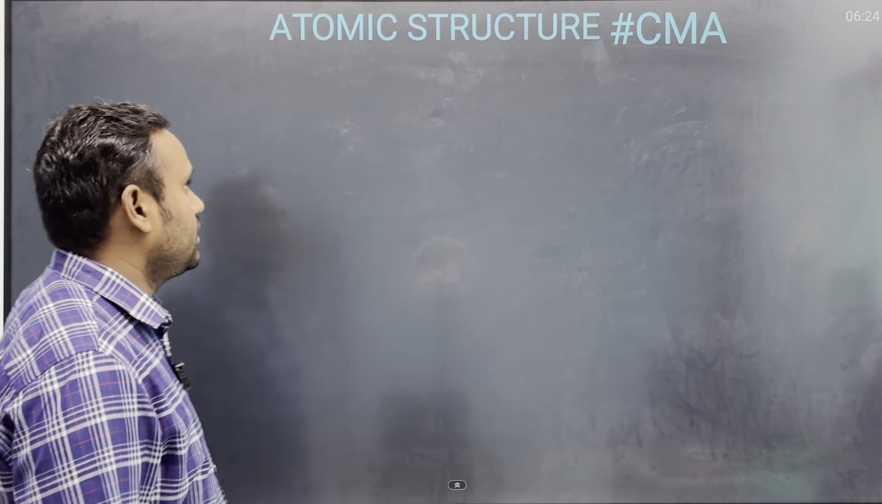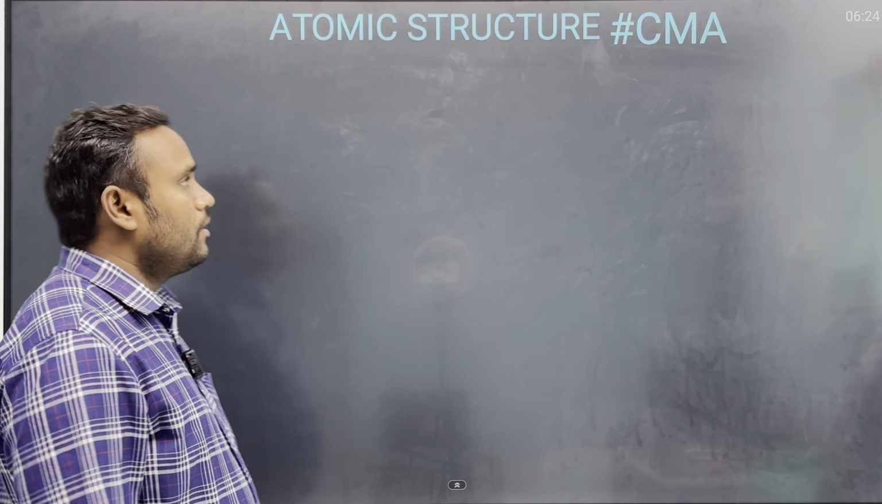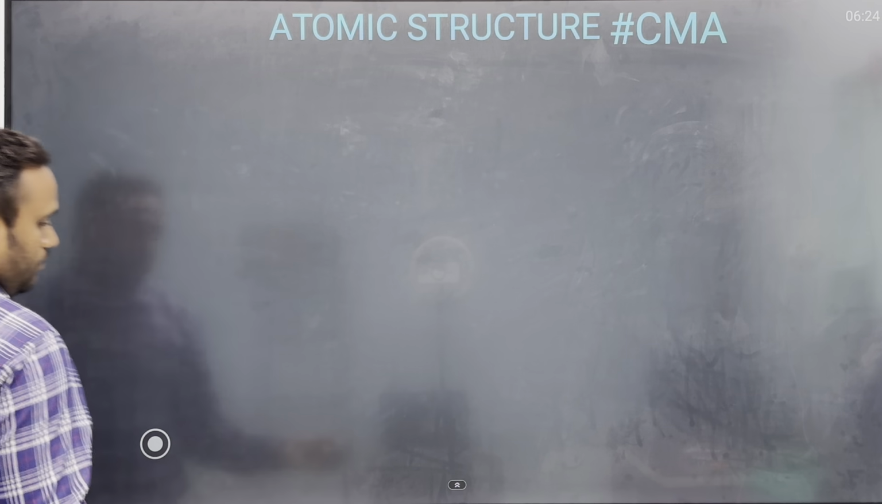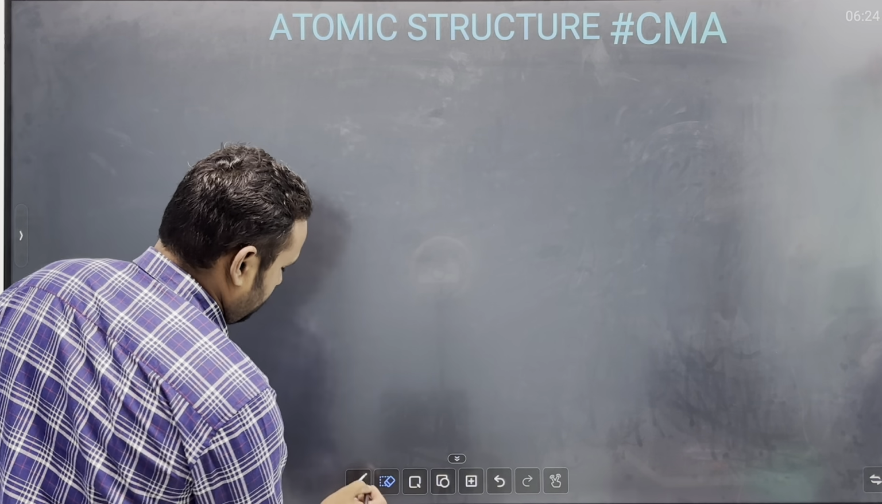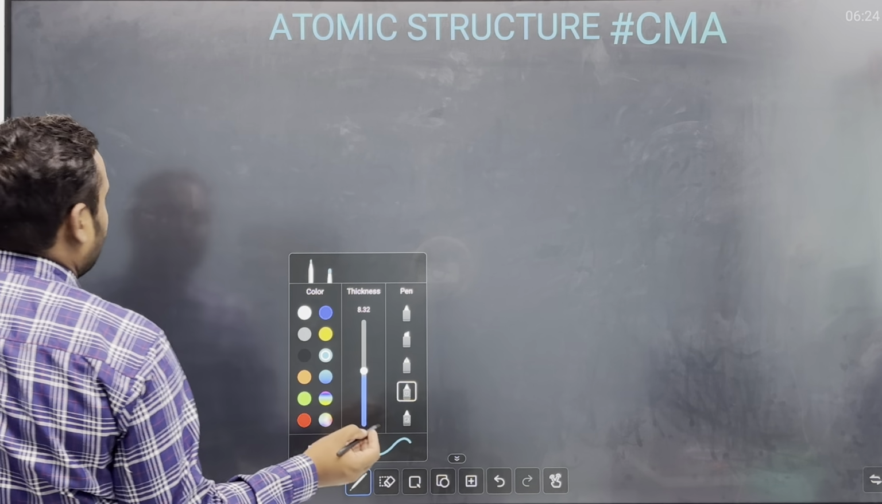So now let us start our chapter, that is atomic structure. What is atomic structure? Before that we should learn about what is chemistry. Okay, what is chemistry?